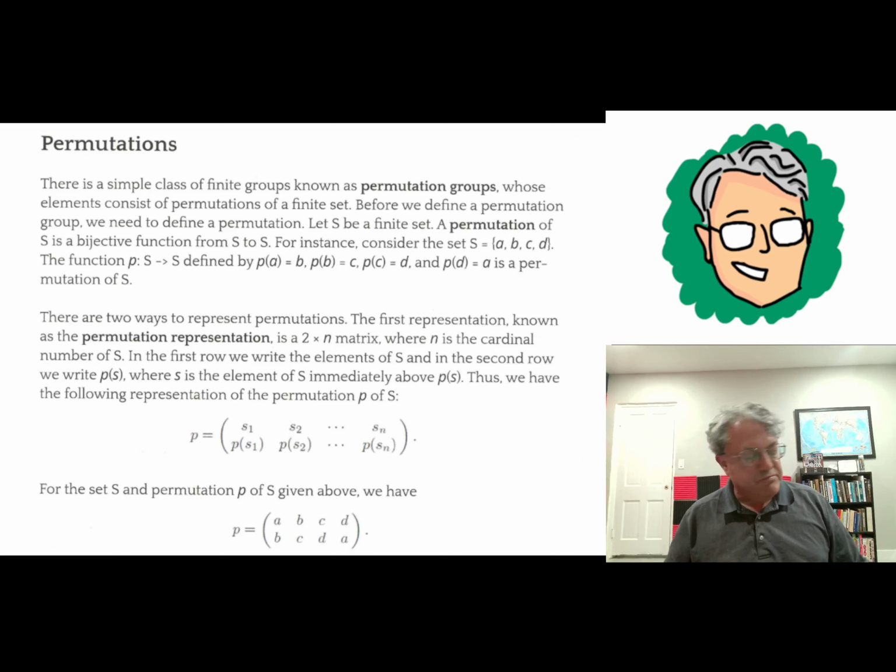And in general, you would map S sub 1 to P of S sub 1, S sub 2 to P of S sub 2, and so on, all the way up for S sub n to P of S sub n, where your elements of capital S are little s sub 1, little s sub 2, all the way to little s sub n. That's a general way to do it. So that's the first type of representation of a permutation. Pretty simple one, and pretty easy to see what's going on with this kind of representation.